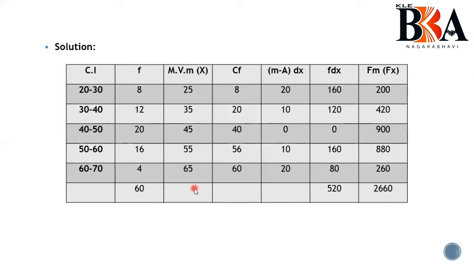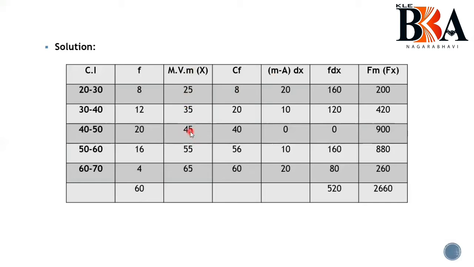You have to take any value which is assumed. You can take 45, or 55, or 65. Fine. It's your wish. The assumed value is just an assumption. So you have to subtract these values. For doing that, I have taken 45 as the assumed value.